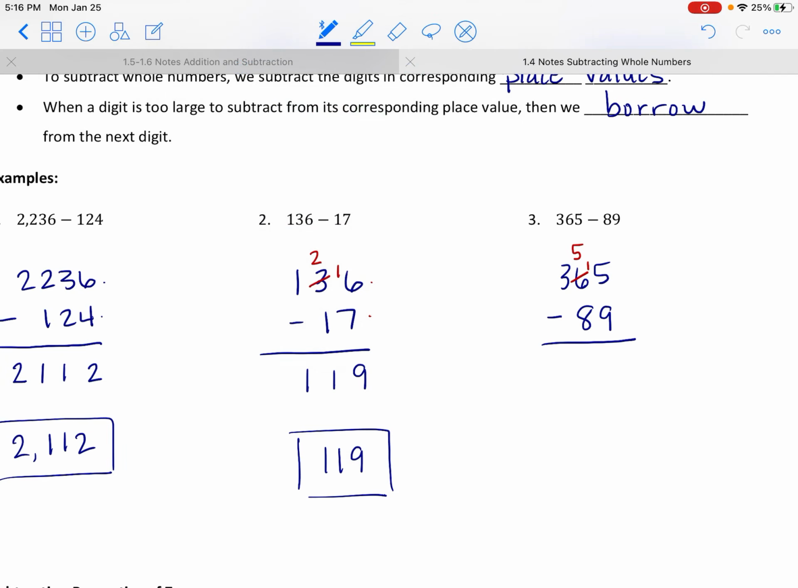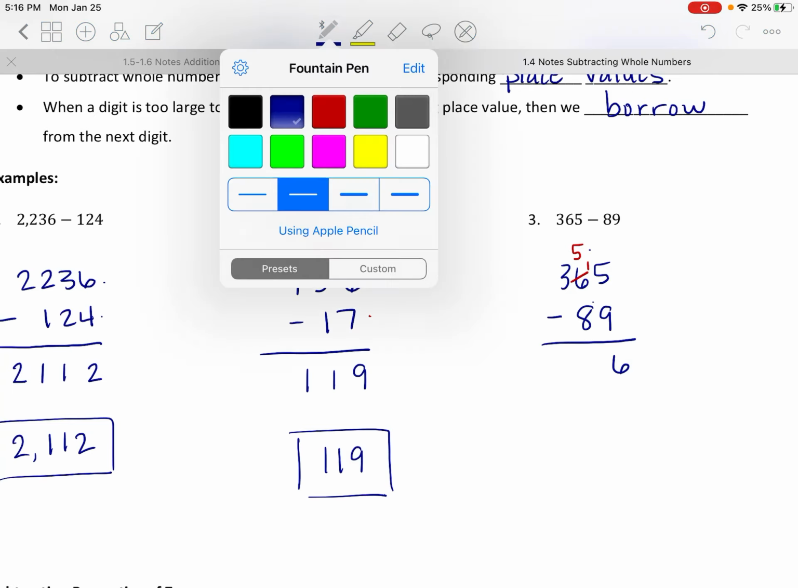Now I can subtract. 15 minus the 9 is going to leave me 6. And now when I go back to my tens place, I can't take the 8 that's here from the 5 that's here, so I have to borrow again.